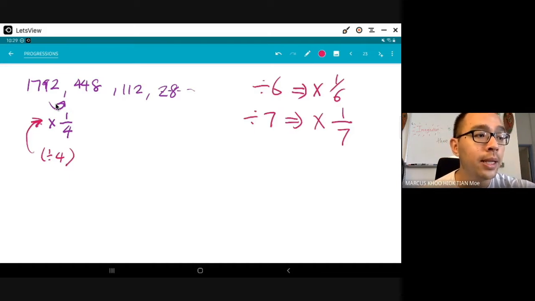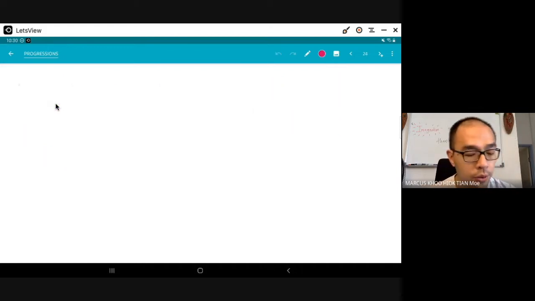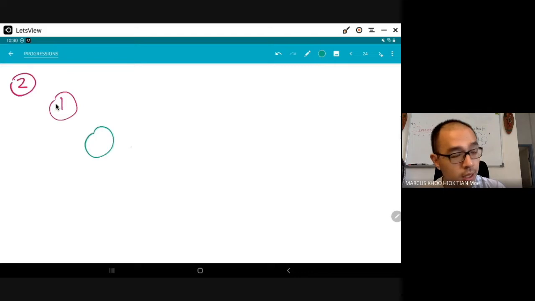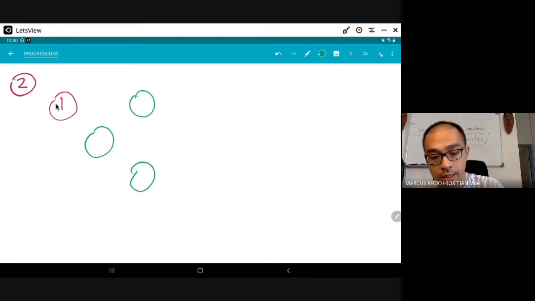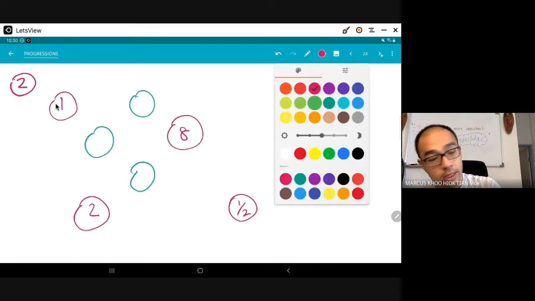Let's take a look at page 141. Same thing. We're going to do the two network questions. Question number 2. So here is the network. 1. Circle, circle. Up here is the circle. And this is 2. This is 8. And this is 1 over 2. This is another circle over here. So how many networks are there? 1, 2, 3, 4. So there are 4 networks.